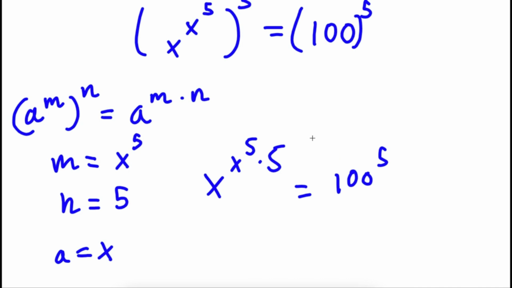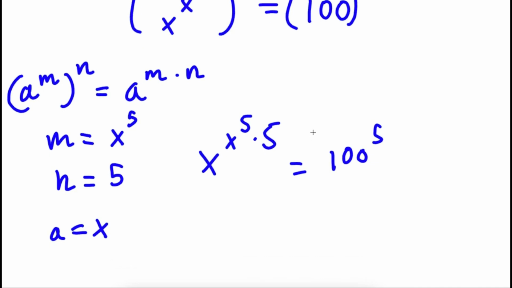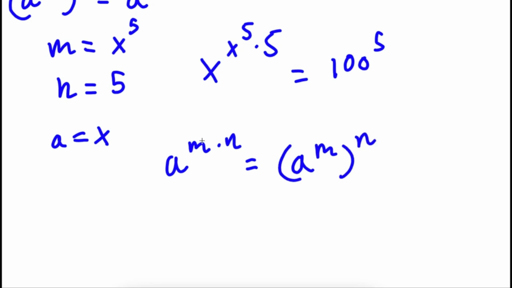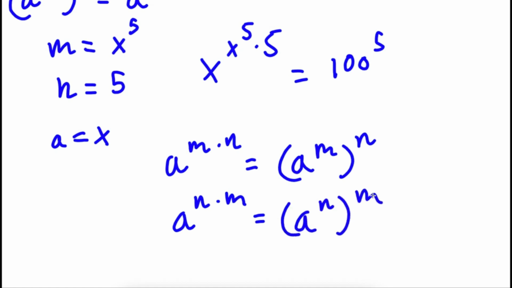Now, if I have something in the form a to the power of m times n, this can be written as a to the power of m to the power of n, right? Well, a to the power of m times n is also the same thing as a to the power of n times m, meaning a to the power of n times m is probably equal to a to the power of n to the power of m. But because both of these two things are equal to each other, then this means that these two are the same thing as well.